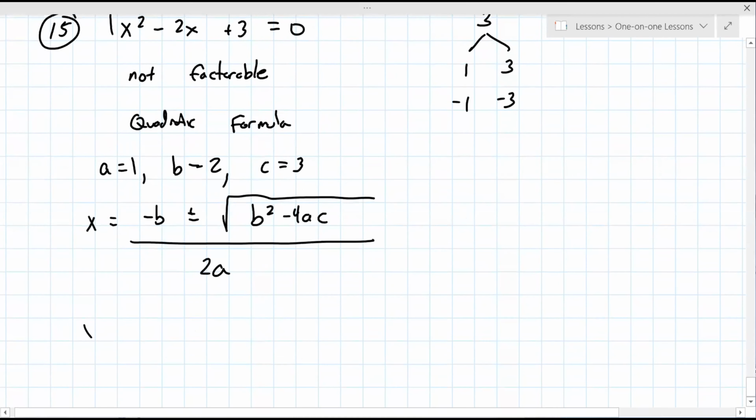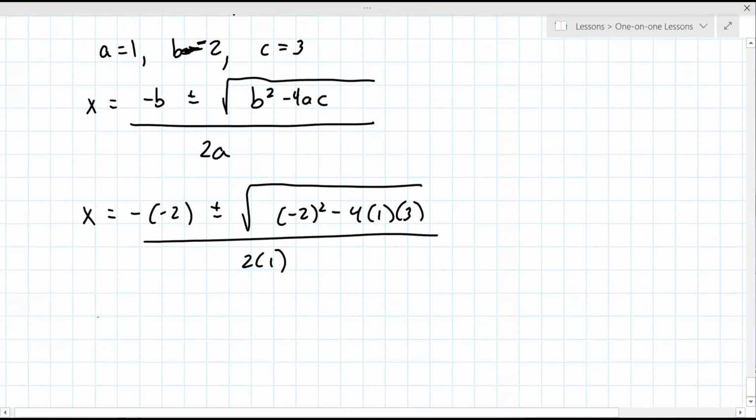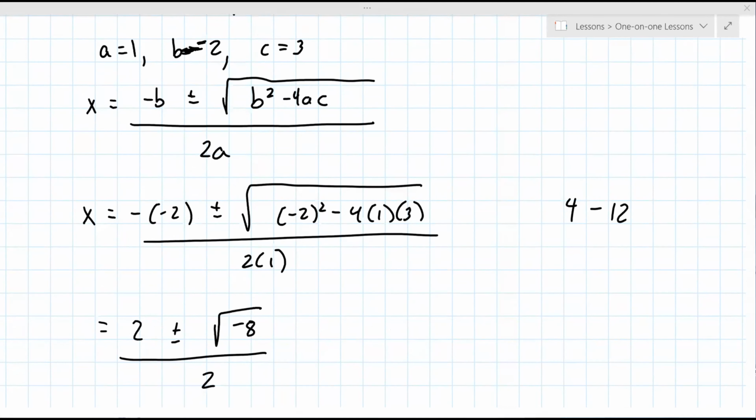So we're going to substitute those numbers in. B is -2. That's really bad. So we have 2 plus or minus the square root of -2 squared minus 4 times 1 times 3, all over 2 times 1. Inside here, it's 4 minus 12. That's the square root of -8 all over 2. So the reason you had the practice there, number 6, 7, 8, 9, 10, is so that you hopefully know how to handle this square root of -8.